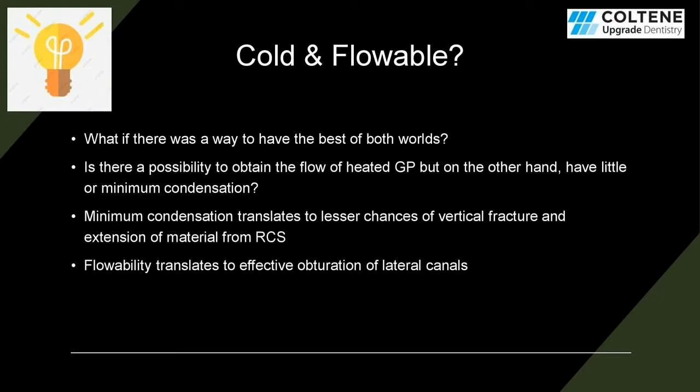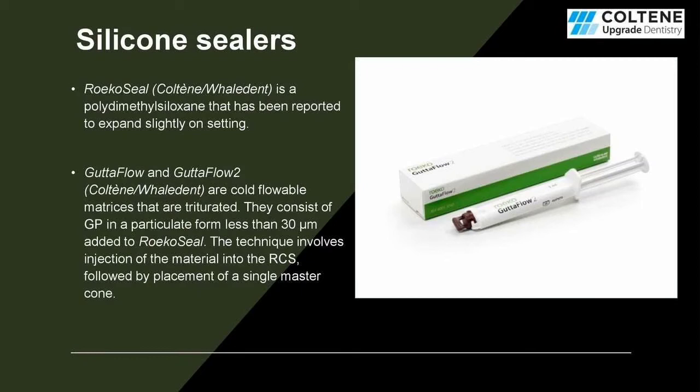So we have the silicone sealers. One of the first silicone sealers in the market was Roeko Seal, which is manufactured by Coltene. Ever since then, it has been continuously modified and redesigned. Since then, Gutta Flow was manufactured. After that, Gutta Flow 2 was manufactured, both by Coltene. And they both are cold flowable materials and are triturated. This basically means that there are two compounds and they are mixed to produce a homogeneous mix which contains GP.